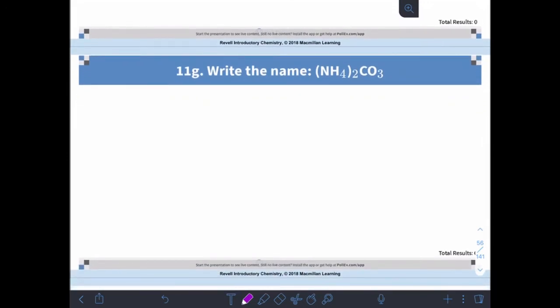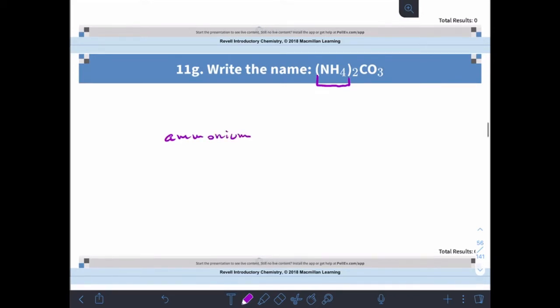And here again, we got something that looks a little bit crazy, but once you're comfortable with your polyatomics, you'll recognize that NH4 is ammonium, and CO3 is carbonate. And that's all there is to this one.